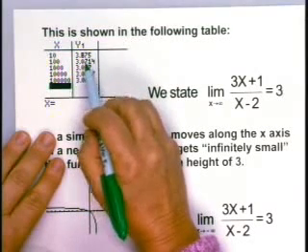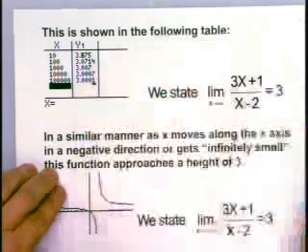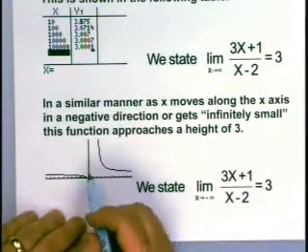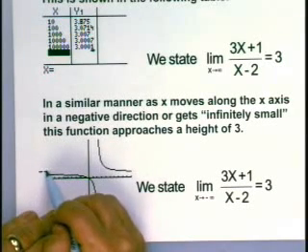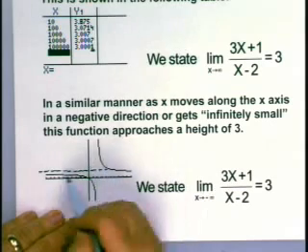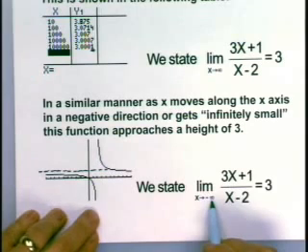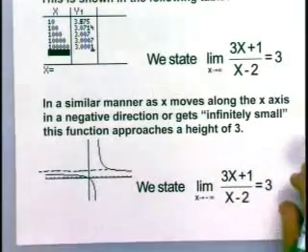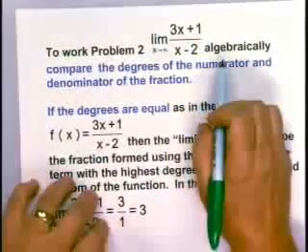You can see that the y values are getting closer and closer to 3, but they never quite reach 3. In a similar manner, as x moves along the x-axis in a negative direction, or as x gets infinitely small, the function again would approach a height of 3, this time from underneath the horizontal asymptote. We state the limit as x approaches negative infinity of (3x + 1) over (x - 2) is equal to 3. Now the question arises, can we work this problem, the limit as x approaches infinity of this expression, algebraically?